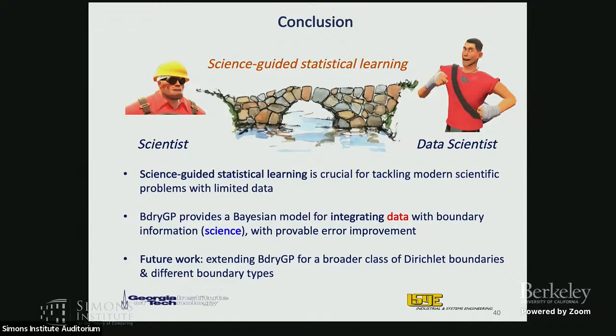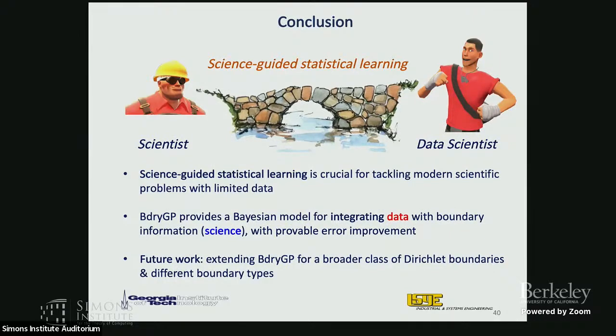So science-guided statistical learning is crucial for tackling modern scientific problems with limited data. I only gave you some examples. We have done a lot more with my group of different people, and Roshan has his own group. The boundary GP provides a basic model for integrating data with boundary information, which is science, with provable error improvement that matches the theoretical rates.